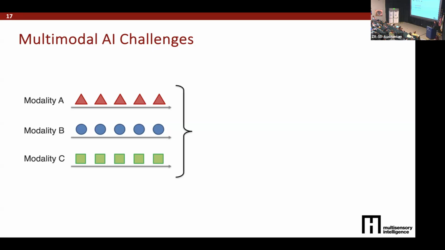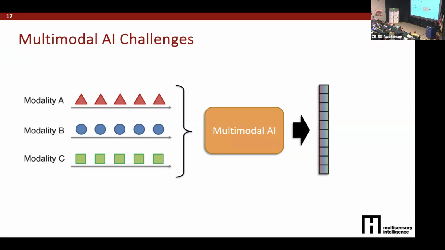And of course, multimodal AI is all about bringing in all these forms of data in their elements and their sequences through some computational model to learn representations and to make predictions. So all of these challenges really go into designing what that orange box of multimodal AI looks like.